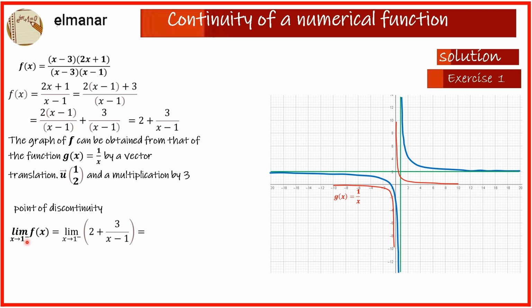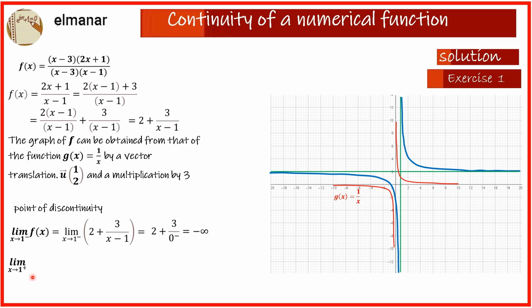We have the sum of 2 plus 3 divided by x minus 1. When x approaches 1 from the left, the denominator x minus 1 is slightly negative. So 3 over something very small and negative gives a very large negative value. Thus, the limit tends toward minus infinity.